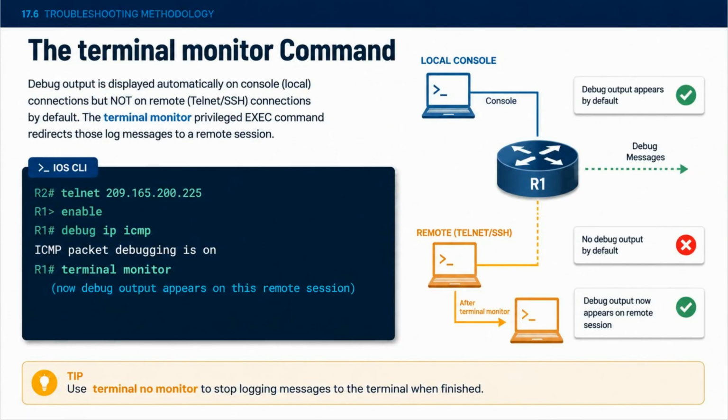Debug output shows automatically on local console connections, but not on remote telnet/SSH sessions by default. Terminal monitor redirects those messages to the current remote session. Walk the example on screen. Connecting remotely, enabling debug, then terminal monitor to actually see the output. Use terminal no monitor to stop it when finished.